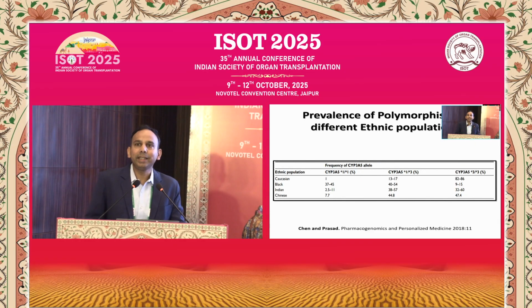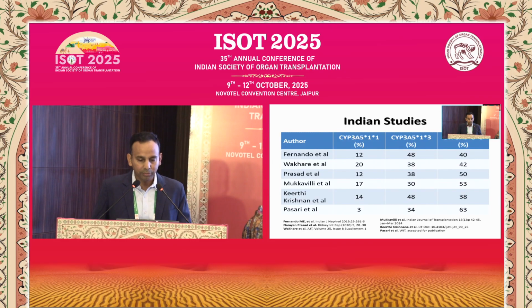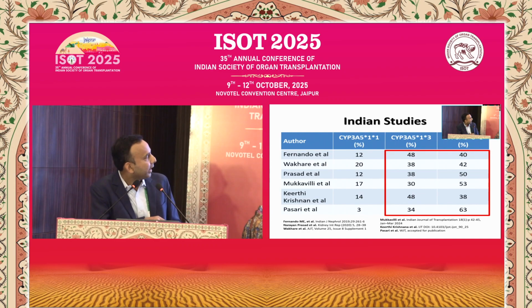What is the frequency of CYP3A polymorphism that we commonly see in our population? So this is from one of the meta-analyses. The majority of the Caucasian population are assumed to be non-expressors, and the Indian population comes somewhere in between regarding the distribution. So when we look at the Indian data, these are data from South India, from the western part of India, this is from North India, and the last data is from our own center.